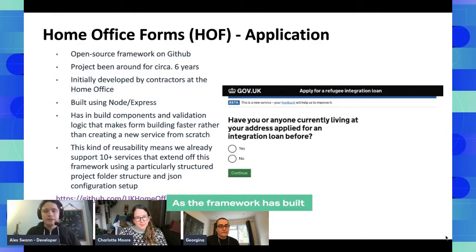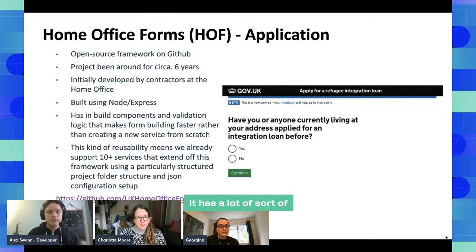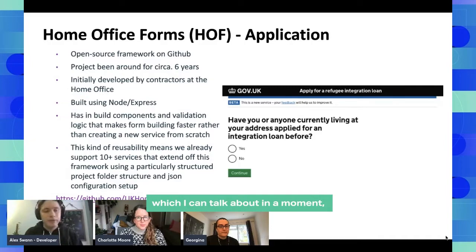As the framework has built-in components and validation logic, that makes form building much faster. Rather than having to create a new service from scratch, it has a lot of reusable logic, which I can talk about in a moment, which means you're not having to keep repeating yourself in each service we support.